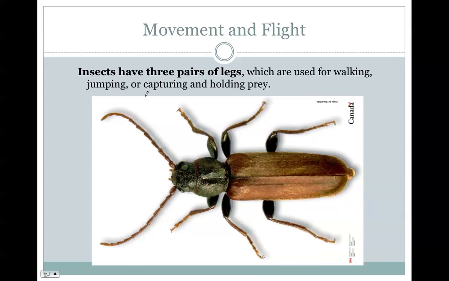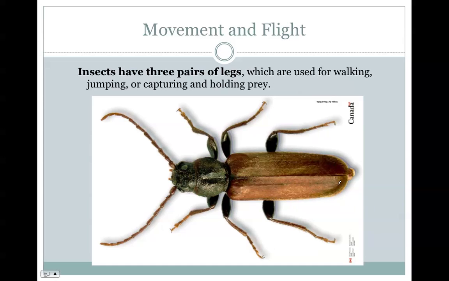Movement and flight. So again, insects have 3 pairs of legs, and this is for movement. They walk with these 3 pairs of legs, they jump with these 3 pairs of legs, they can capture and hold prey with the front part of their legs. And so this is quite an important adaptation, these 3 pairs of legs.